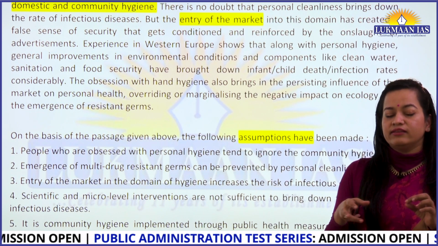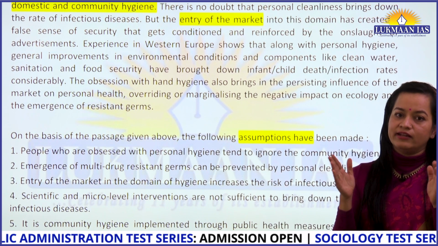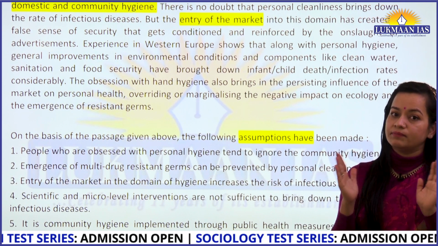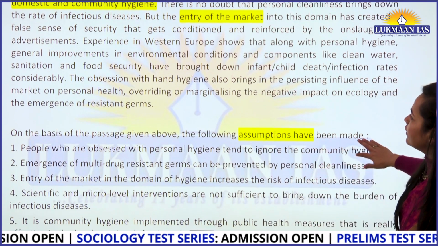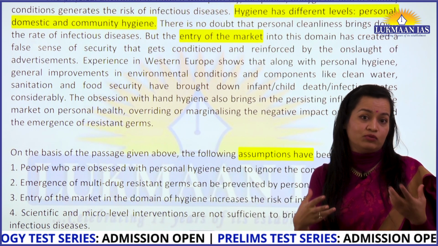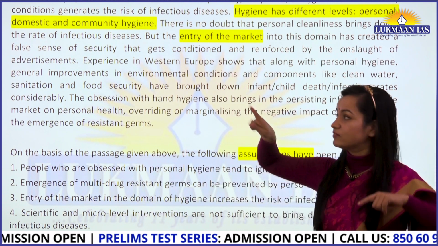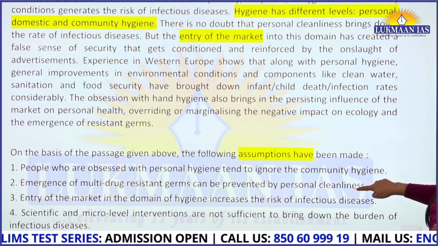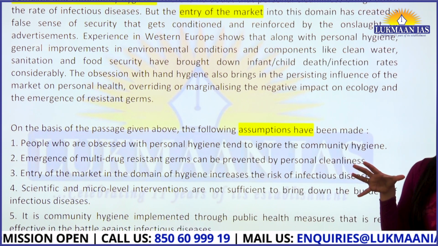Then we're going to talk in these videos as to how we look at the structure of the passage. Are we going to look at the first line, the last line? Then can we compartmentalize a sentence into different parts and notice where the commas are, where the colon is, and but the entry of the market. Now you see here, in this passage, you're not going to read the word consumerism, but the fact that you may have read it somewhere else, you can connect what is consumerism and what it means by entry of the market. And then this was, on the basis of the passage given above, the following assumptions have been made.